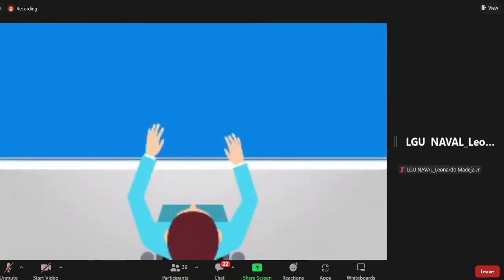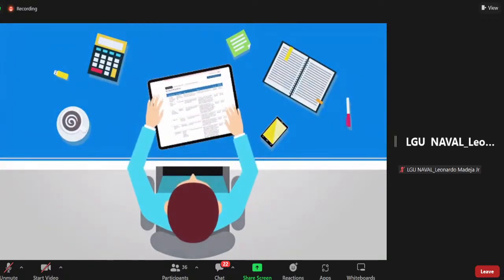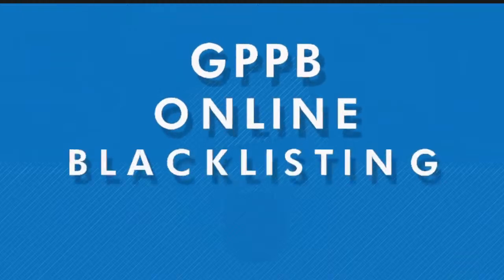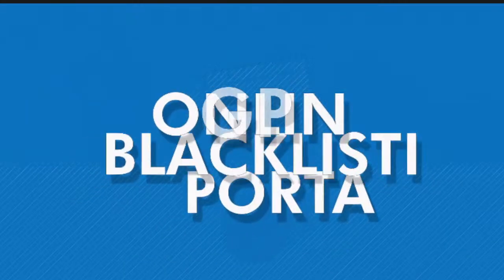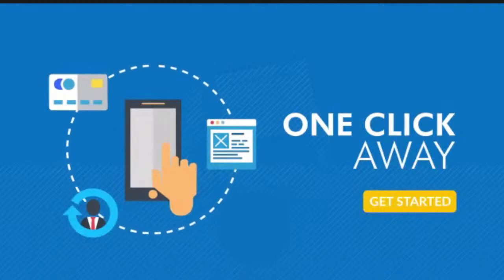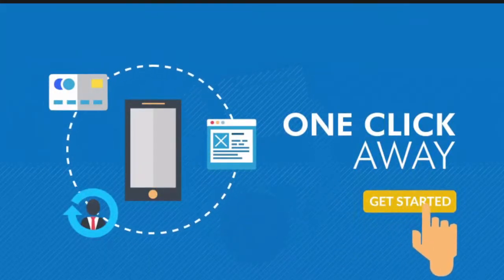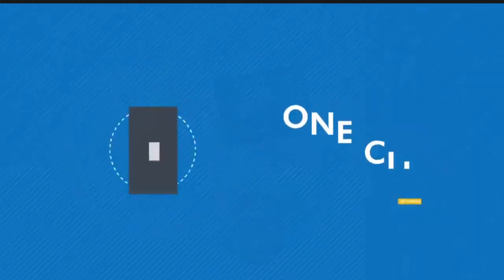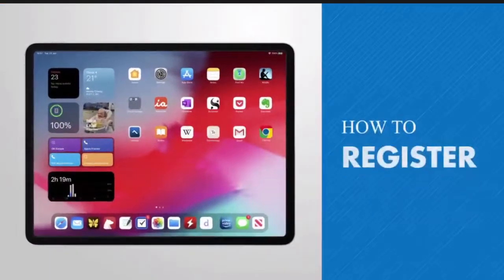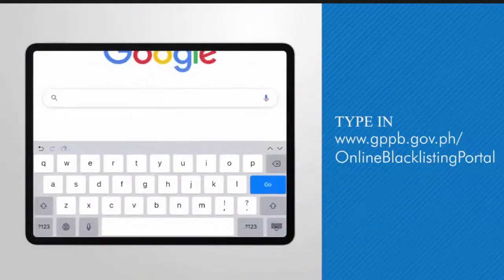Have you ever wondered how sharing of issued blacklisting orders could be made easier for your agency? Well, with the Online Blacklisting Portal, or OBP, you are only one click away from posting and updating the status of your blacklisted entities and accessing information related to your agency's blacklisting history. Let me give you a quick walkthrough of the new OBP. To register, visit the link flashed on your screen.